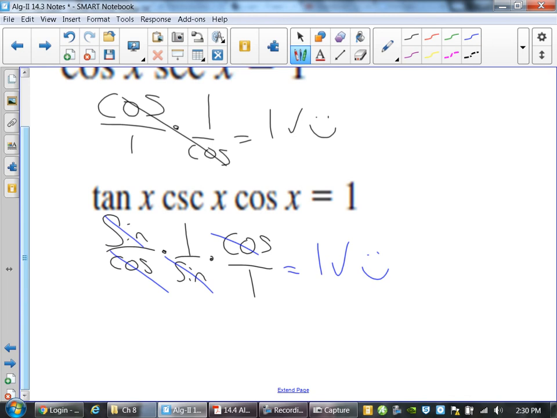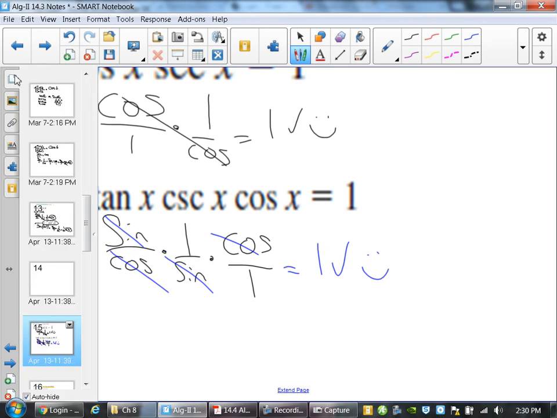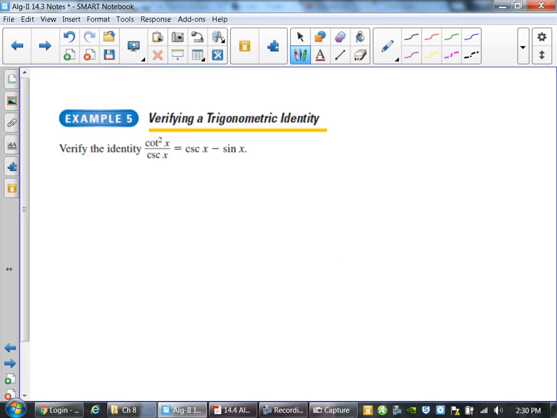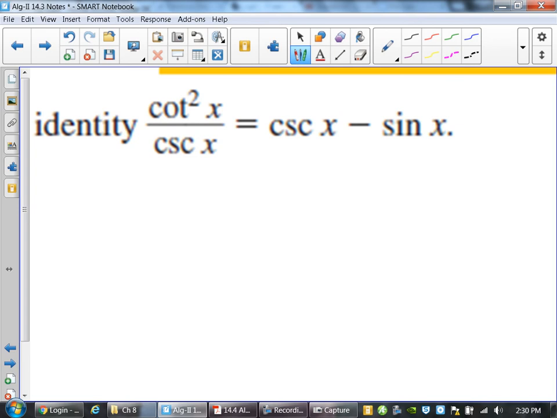Why isn't it cosine? Sometimes you have to split between division to show subtraction. Since there's an equal sign, we have to verify. So you have cotangent squared over cosecant, and you want this to equal cosecant minus sine.